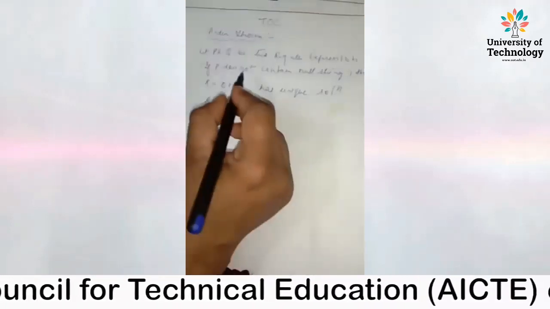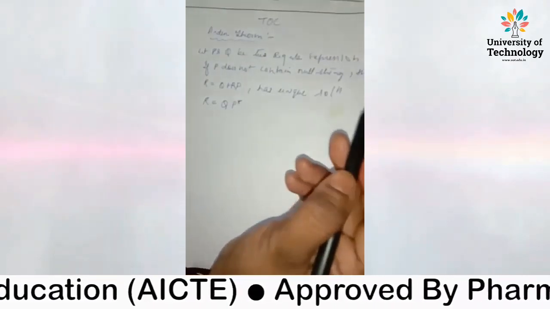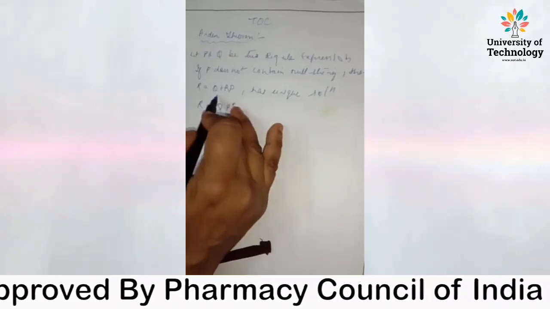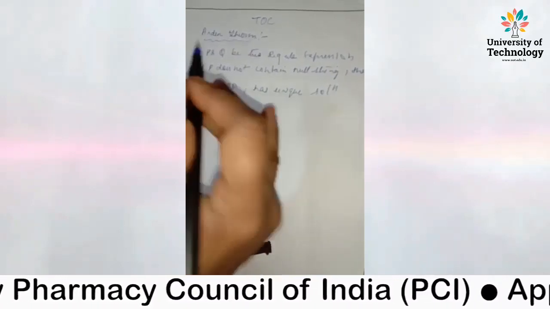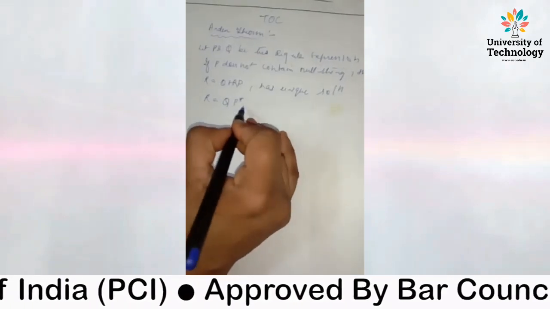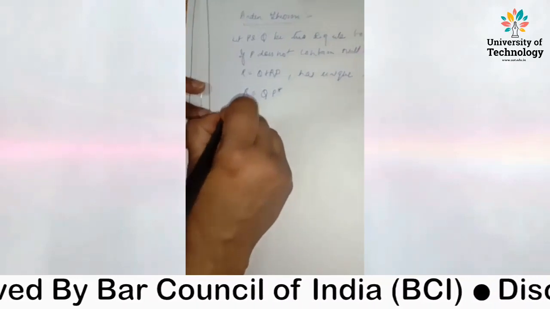This is what Arden's theorem says: according to Arden's theorem, if P and Q are any regular expressions and P does not contain any null string, then R equals Q plus RP has a unique solution. That means R is equal to Q P Kleene closure, and this is what we have to prove. Right, now we are going to see the proof of this Arden's theorem.